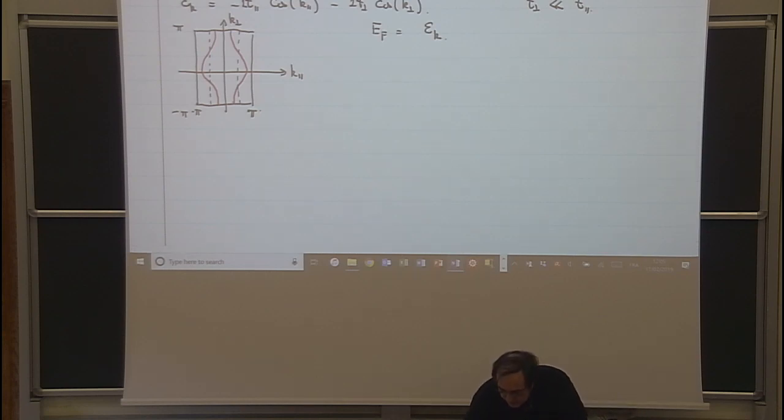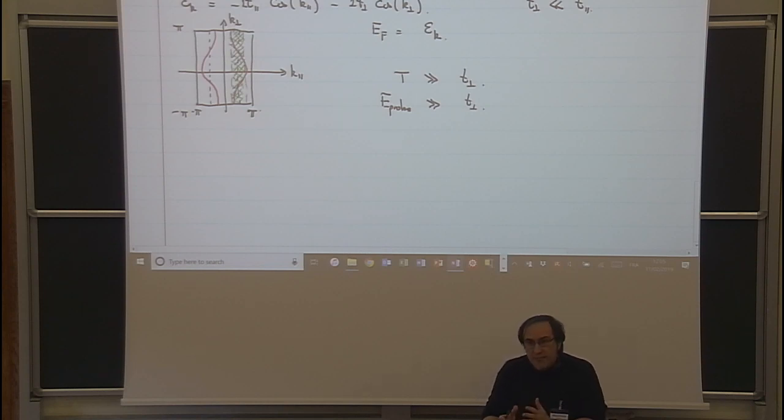One, I'm probing the system at a temperature T, which is much larger than t perp. Or I'm probing it with an energy probe, which has an energy which is much larger than t perp. In that case, what will happen is that I will blur here the line. Let's say thermal excitations blur the line. And in that case, I'm not really able to make the difference between a 1D problem and a 3D problem.